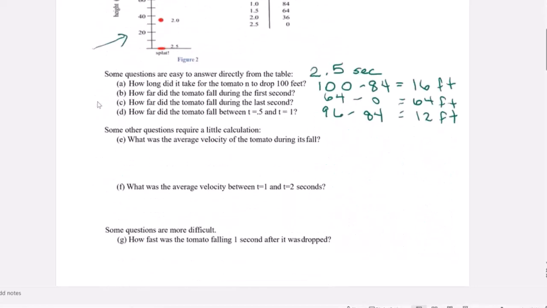It says some other questions require a little calculation. That required very little calculation. But let's say I want to know the average velocity of the tomato during the fall. Distance equals rate times time. We've used that before, okay? And my rate is the same as my velocity. So rate here is equal to velocity.